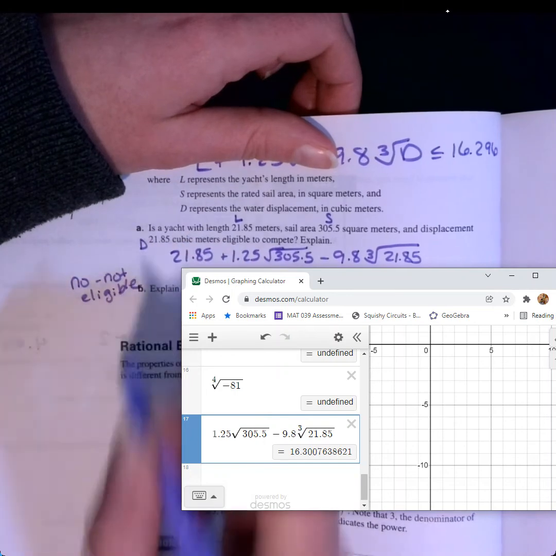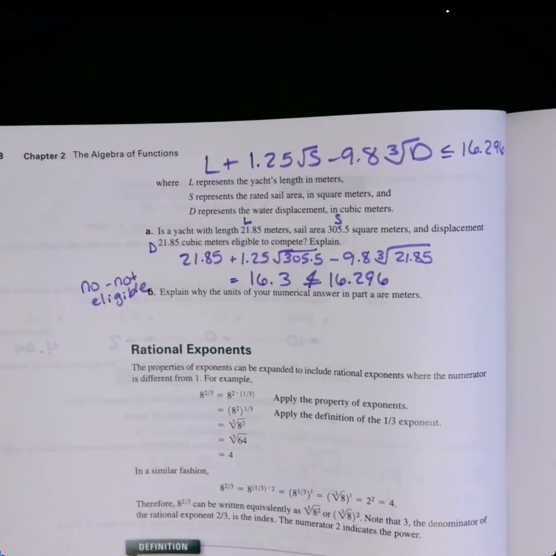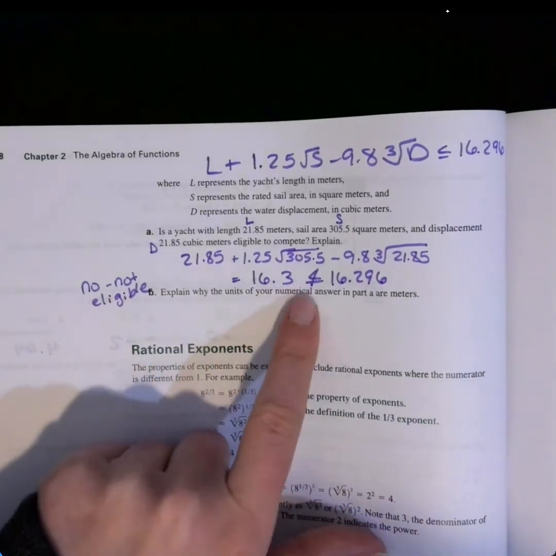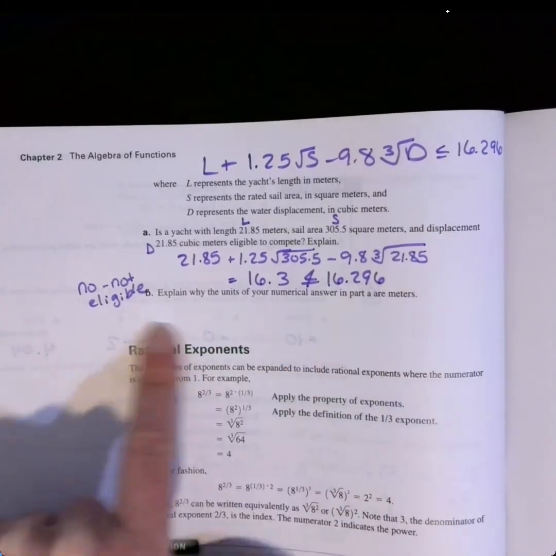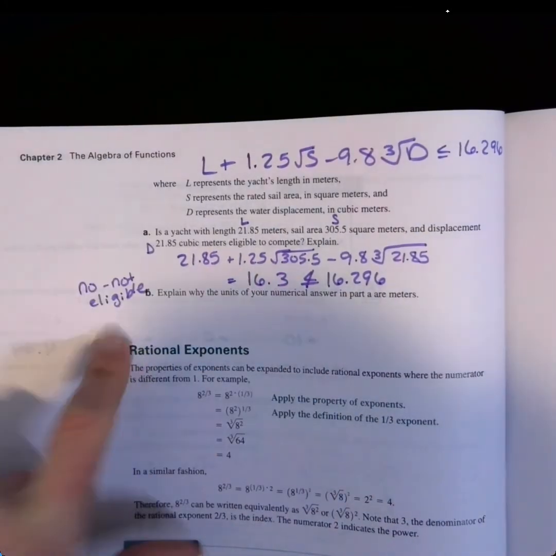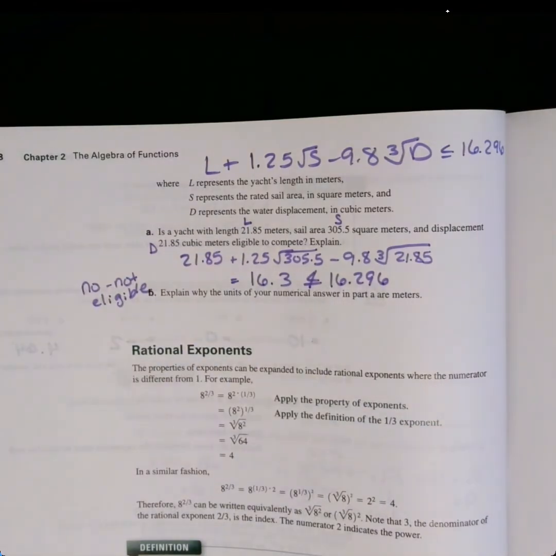Somebody's got too big of a yacht. All right, I have to move decimals out of the way. So my answer was the 16.3 that I got did not satisfy the inequality. Somebody's got too big of a yacht. Sad problem. All right, so explain why the units are in meters.